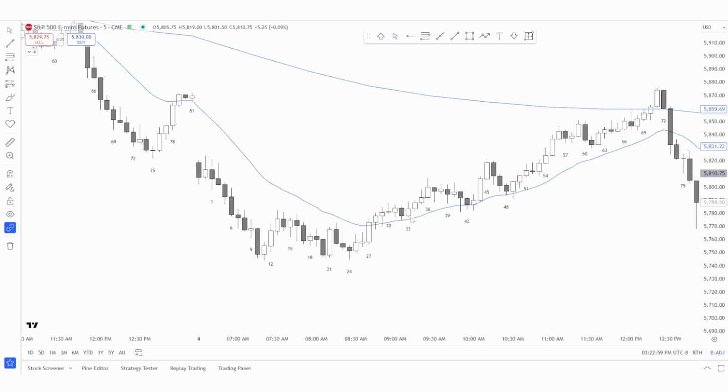4 bars in a row, 33 through 36, trying to get its own second leg, but 36 looks like it's kind of climactic. It rallied and then sold off.